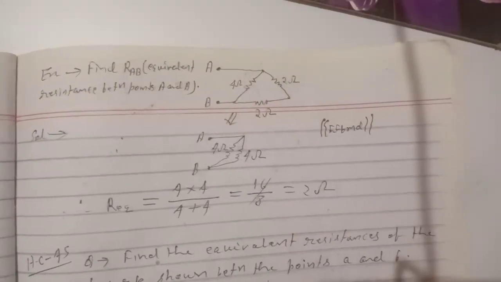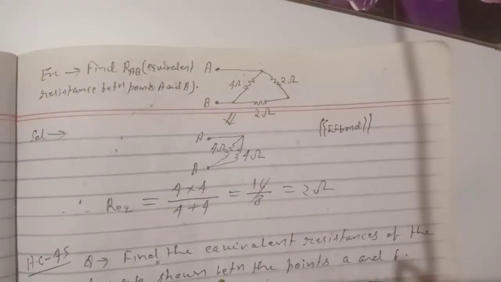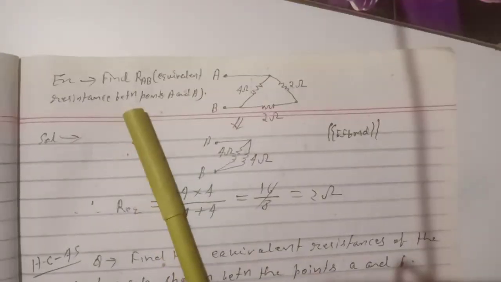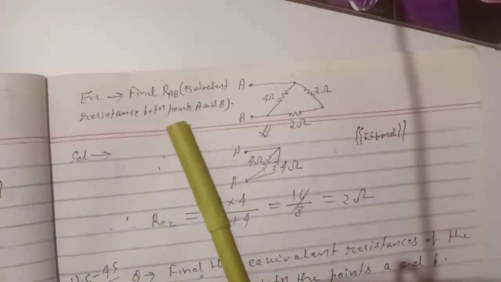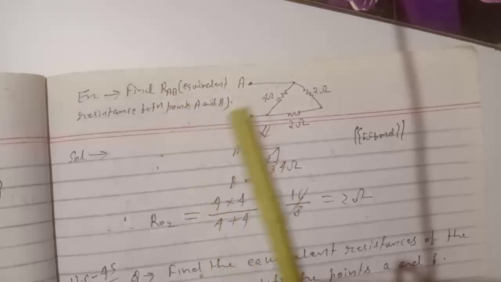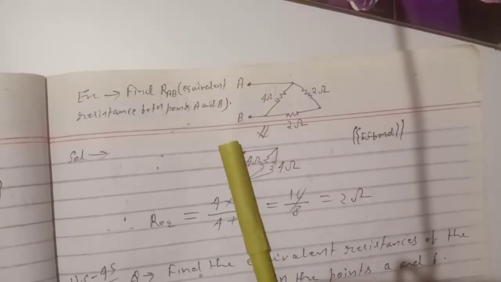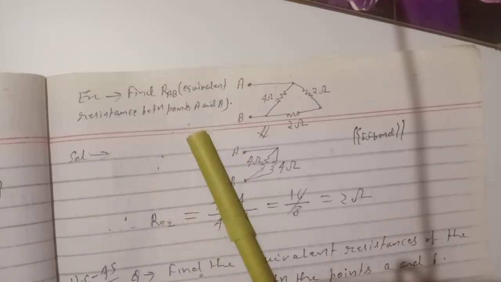Next, the question is to find R AB, that is, the equivalent resistance between these two points. We have to find the equivalent resistance between points A and B.